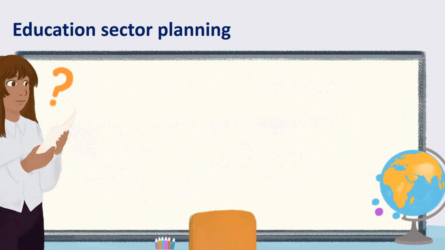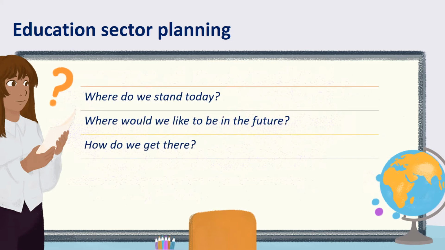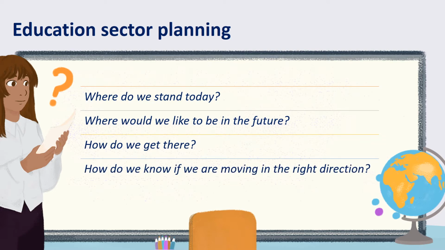You can think of strategic planning as trying to answer 4 key questions. Each of these questions corresponds to one of the main phases of the education sector planning process, and each can be considered from the perspective of ECE pre-primary education.